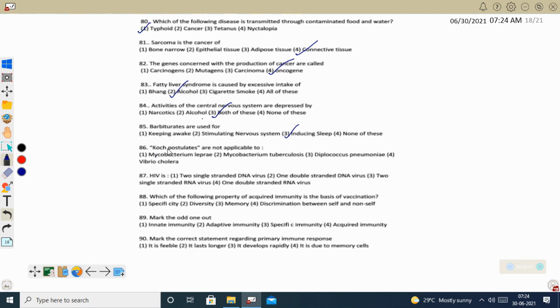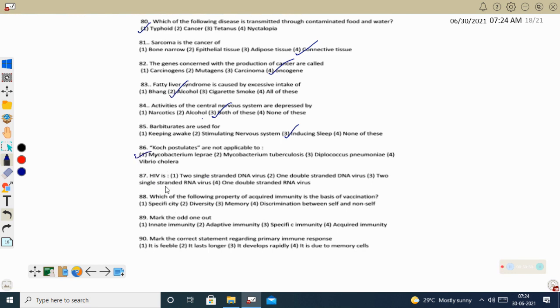That is Koch postulate. Okay, Koch postulate will not apply to bacteria which are not able to be cultivated in the artificial media, that is Mycobacterium leprae, that we cannot culture in the artificial medium. As well as we can see this Treponema pallidum, that also is not able to grow in the artificial medium. So here the correct option is 1.